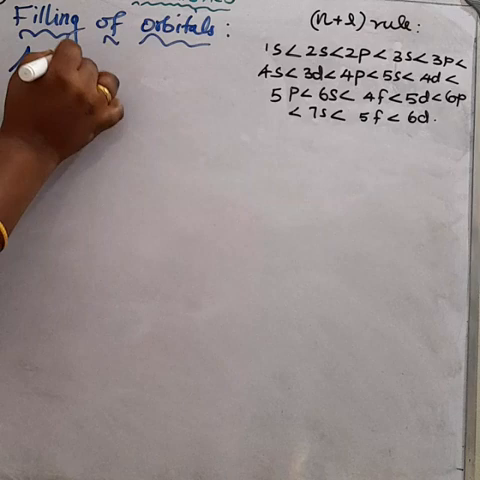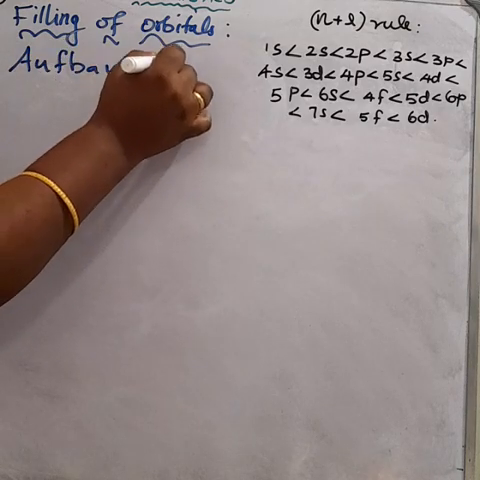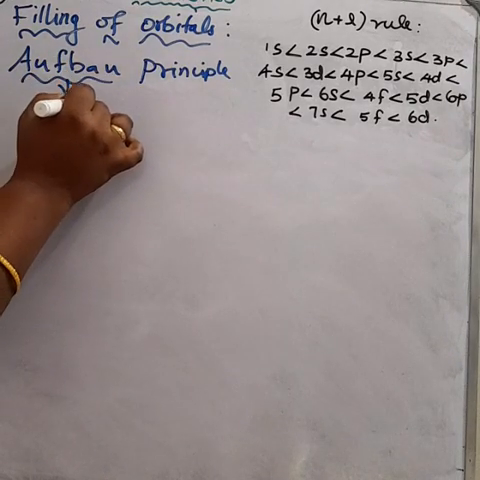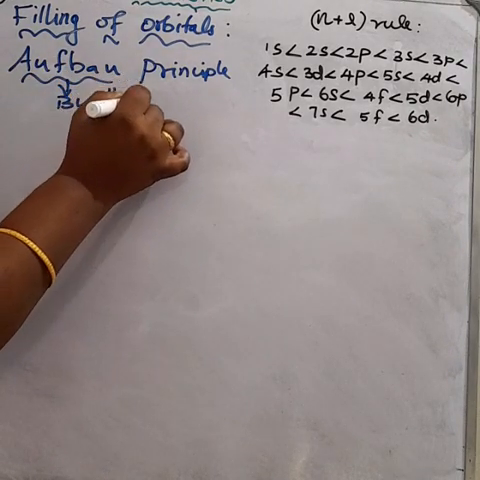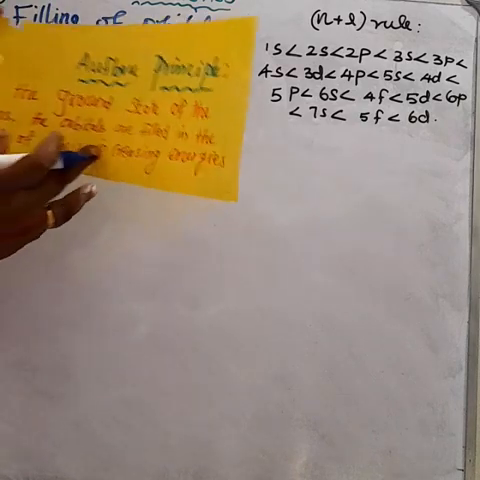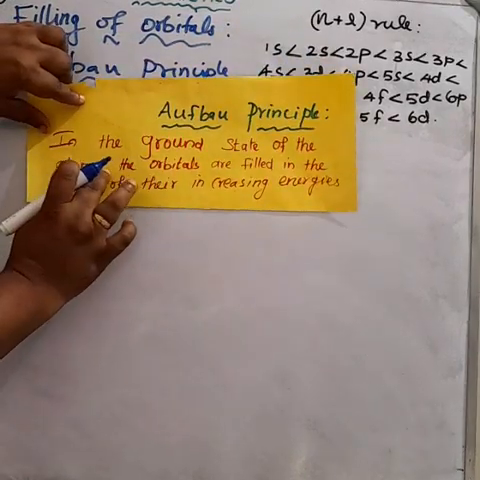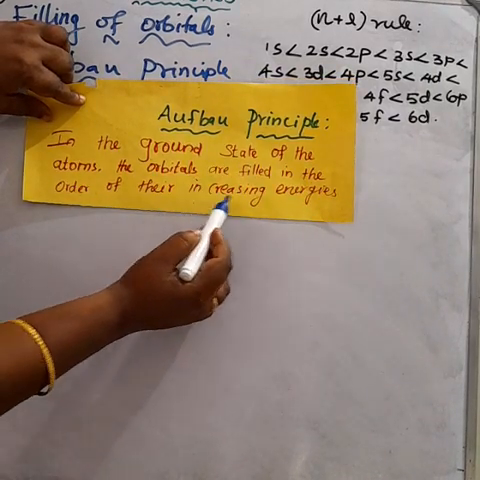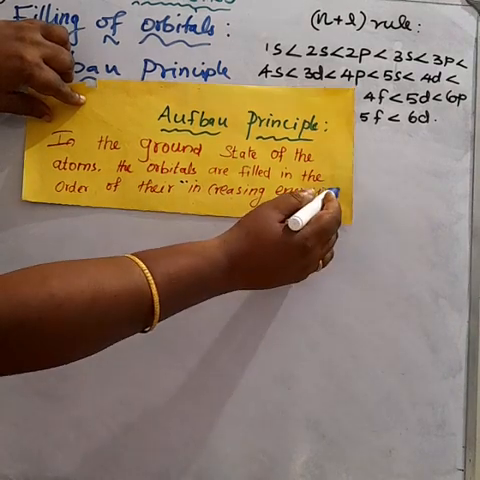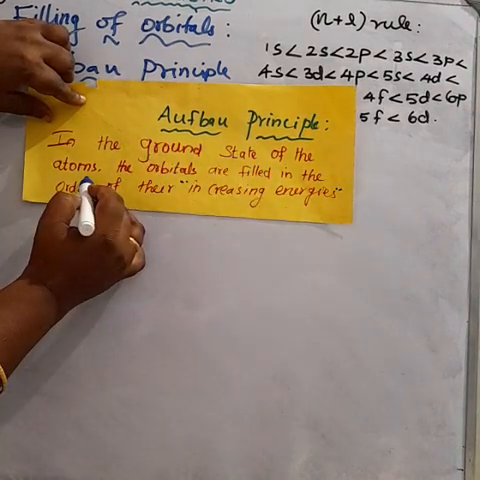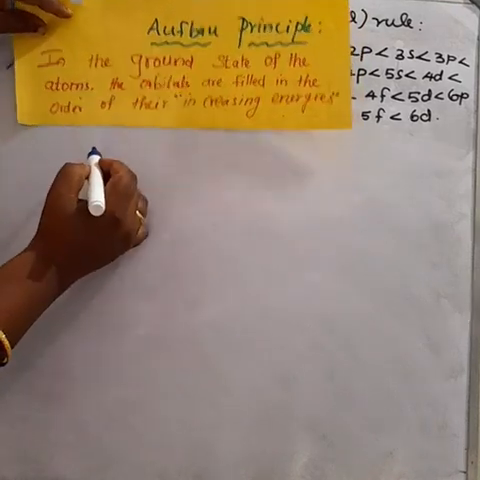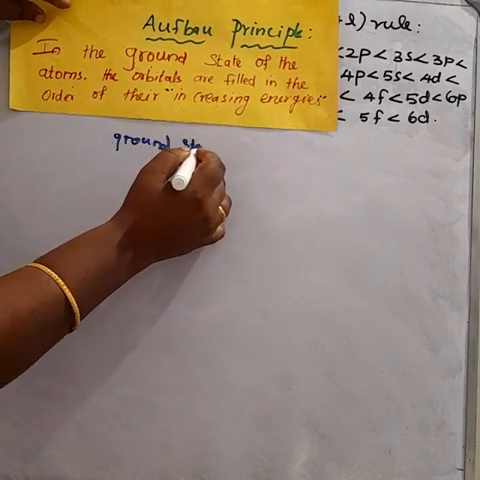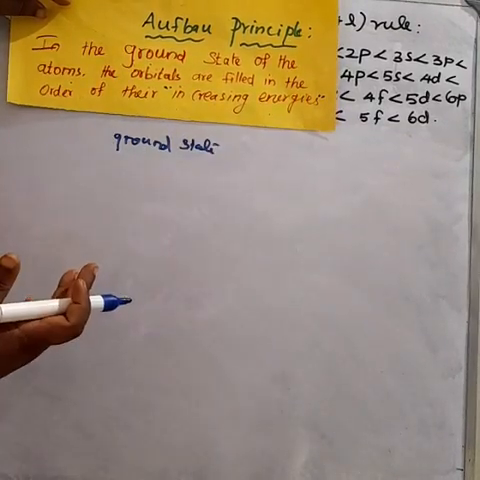The word Aufbau in German means building up. It states that in the ground state of the atoms, the orbitals are filled in the order of their increasing energies. What do you mean by ground state? Ground state means that without giving external energy, the electron will not go to a higher orbital.